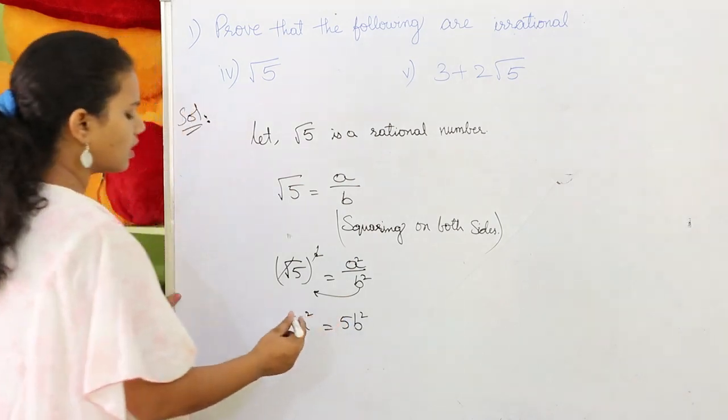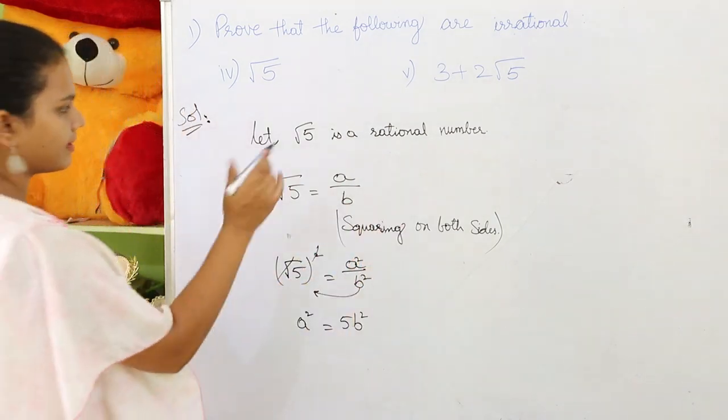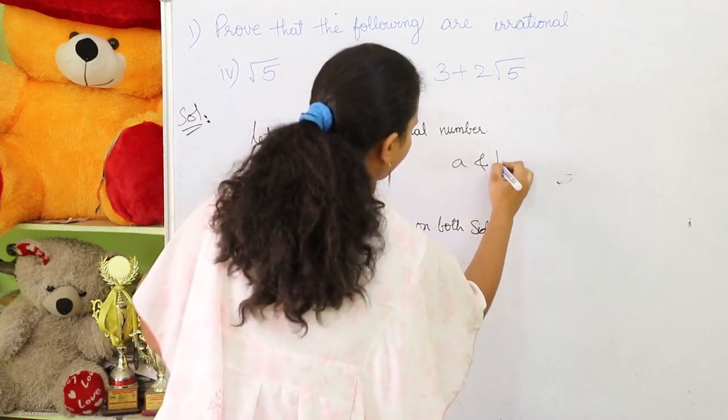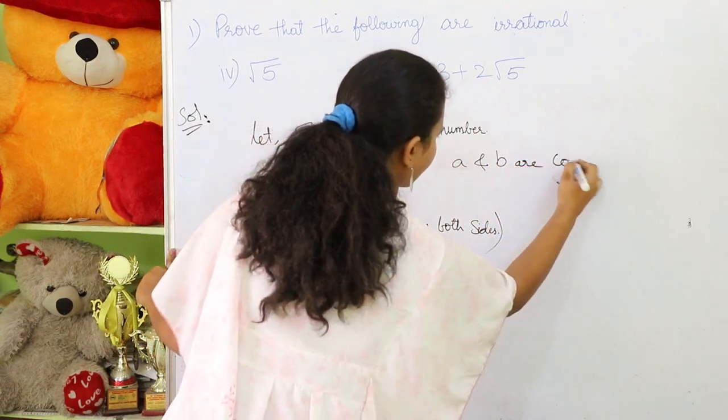Now, coming back to where I was writing firstly in this question, a and b are co-primes. Remember, a and b are co-primes.